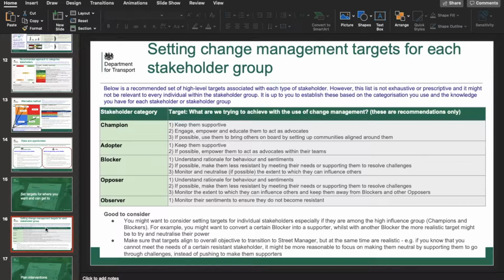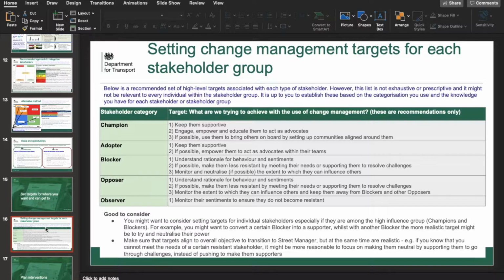So we recommend setting objectives for each of your stakeholder categories so that it's really clear what you would like to achieve for each group. For example, for your champions, the aim is to keep them supportive and utilize their support by empowering them to drive that change. Whereas with opposers, the aim here is to determine why they are against the change and monitor their sentiment to ensure they don't drift into the blocker quadrant.